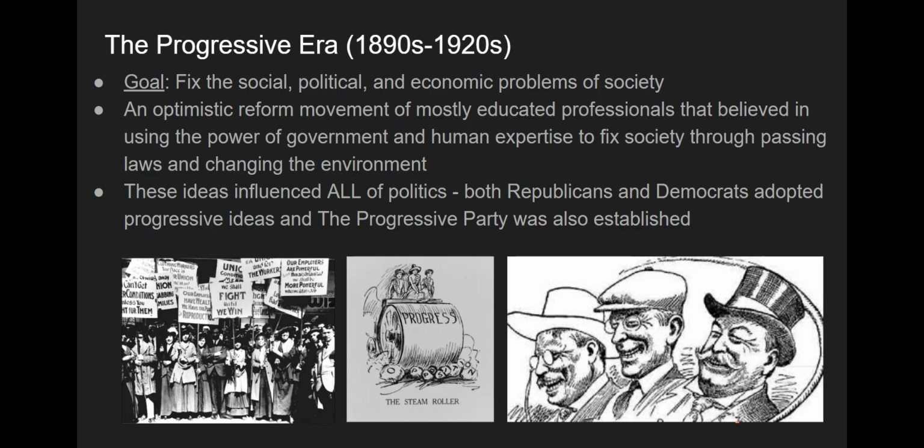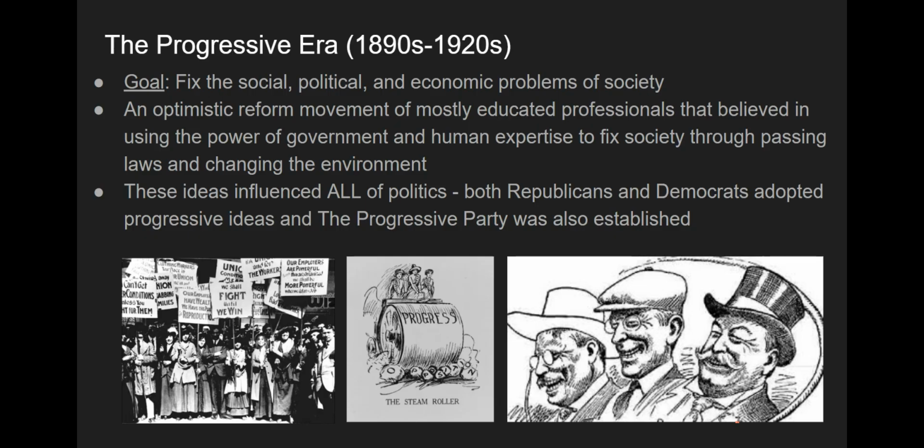So this is not just about one group of people, but we see progressive ideas being adopted by both Republicans and Democrats. And then eventually Theodore Roosevelt is the one who creates a separate progressive party. And that political party plays a role for a couple decades.